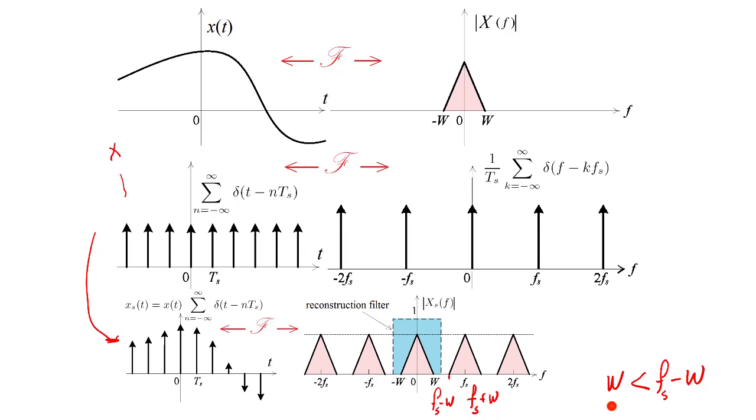So if you have this condition, which is the Nyquist rate sampling, then you can recover your X of f just by applying a reconstruction filter. The reconstruction filter needs to be equal to 1 within the bandwidth of the signal, and it should be 0 outside. But in between W and fs minus W, which is the guard band, you could have any arbitrary value, which allows you to design your filter more efficiently.